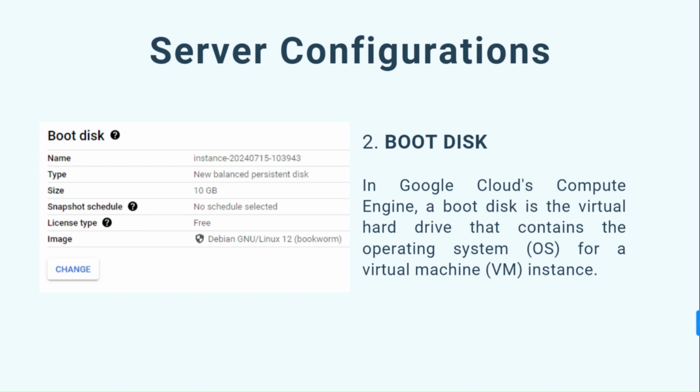HDDs are cost effective for bulk data storage, while SSDs offer blazing fast speeds for booting your VM and frequently accessed data. Local SSDs. These are super fast disks attached directly to your VM. They are ideal for temporary storage that needs exceptional performance. But beware, data disappears when you stop your VM.